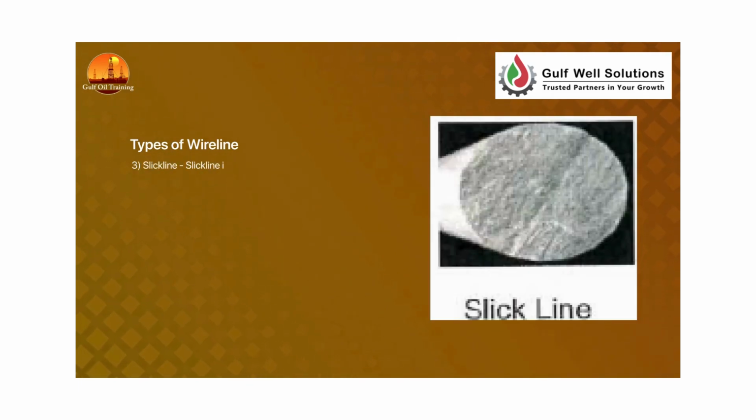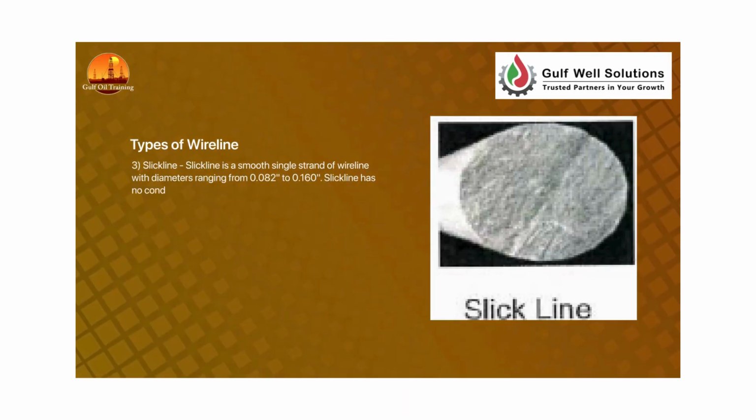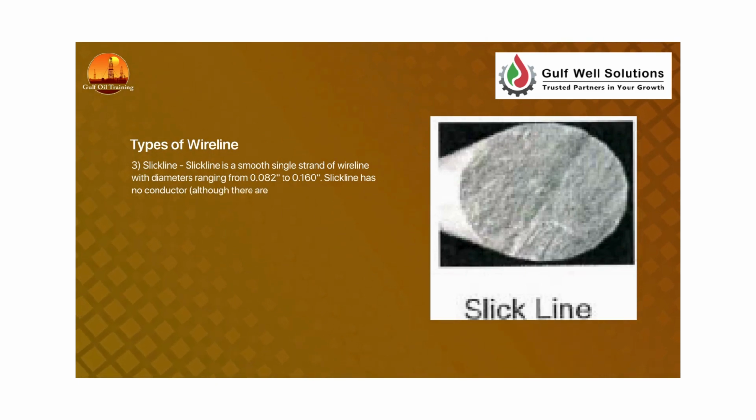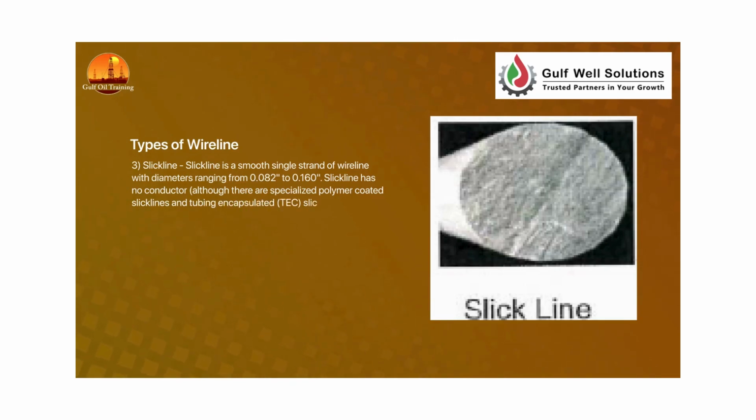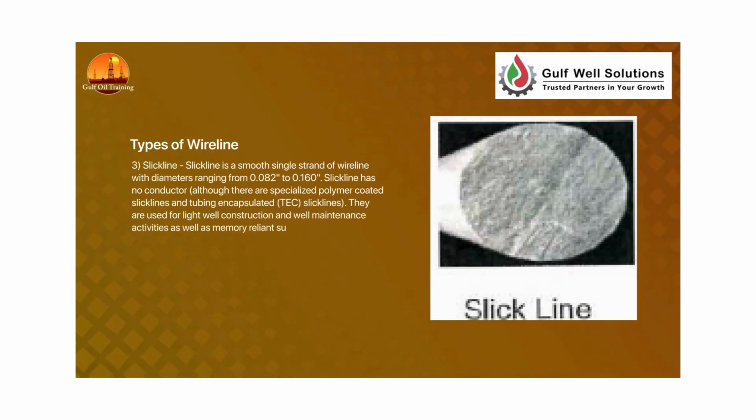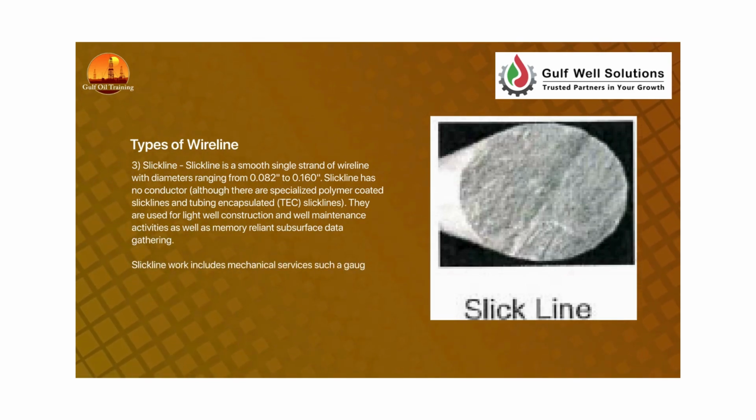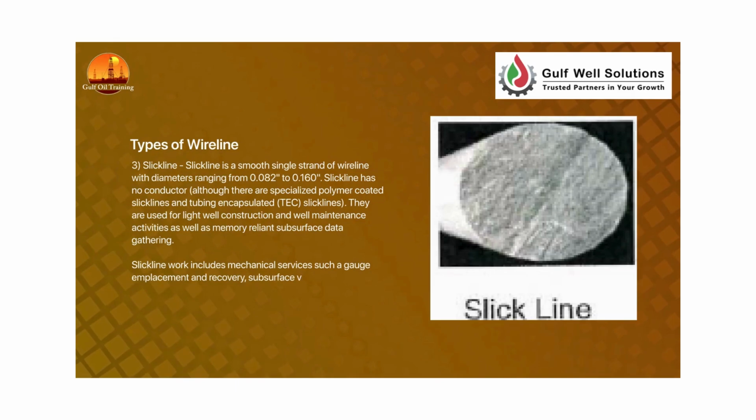3. Slickline. Slickline is a smooth single strand of wireline with diameters ranging from 0.082 inches to 0.160 inches. Slickline has no conductor, although there are specialized polymer-coated slicklines and tubing encapsulated (TEC) slicklines. They are used for light well construction and well maintenance activities as well as memory-reliant subsurface data gathering. Slickline work includes mechanical services such as gauge emplacement and recovery, subsurface valve manipulation, wellbore cleaning and fishing.